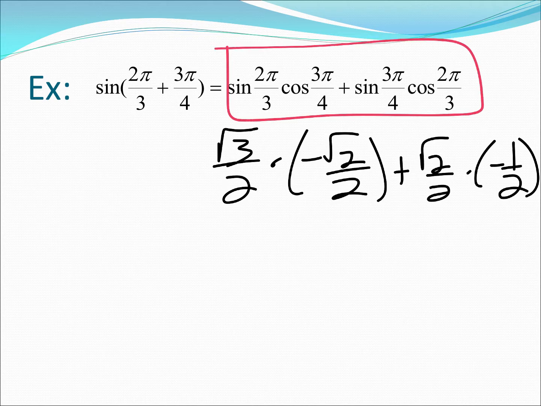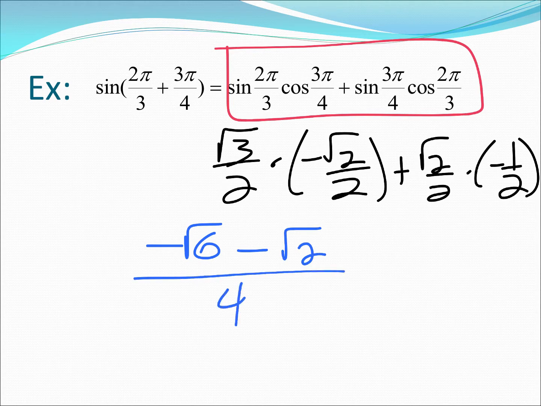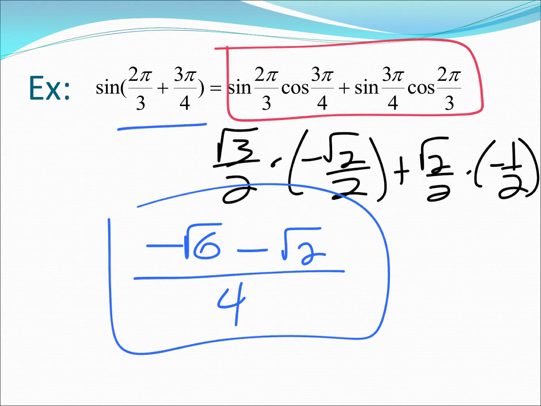Okay, now we're going to go ahead and multiply to simplify this. So we get negative square root of 6 minus the square root of 2, and they are all over 4. And that's our answer. So the sine of 2 pi over 3 plus 3 pi over 4 is negative radical 6 minus radical 2 over 4.